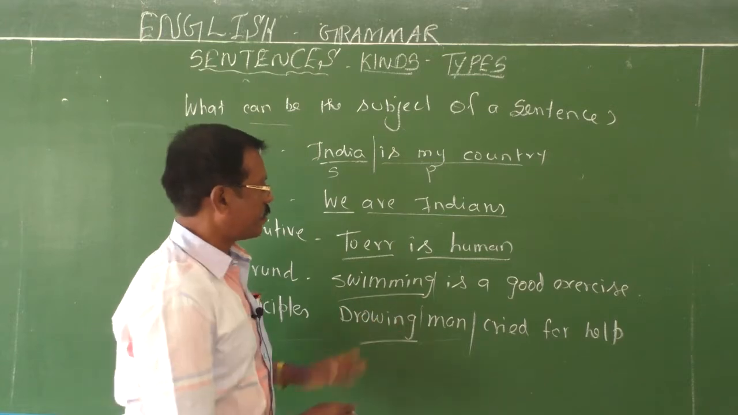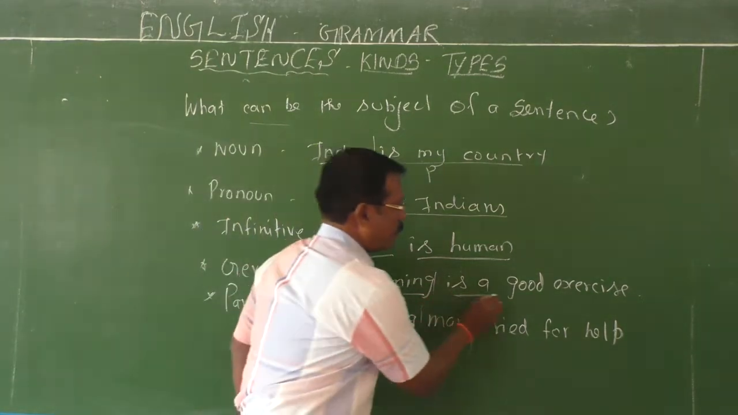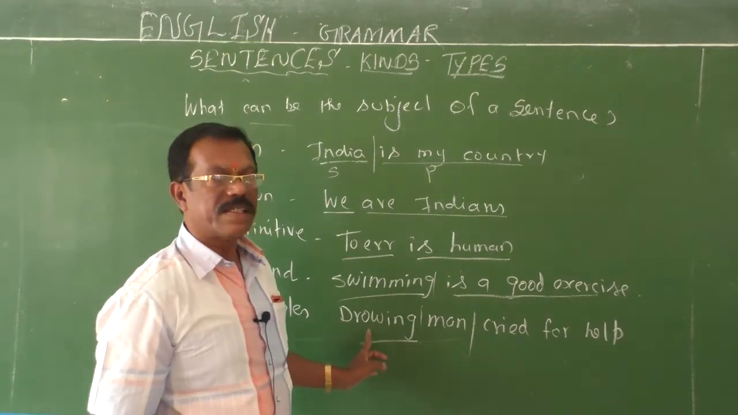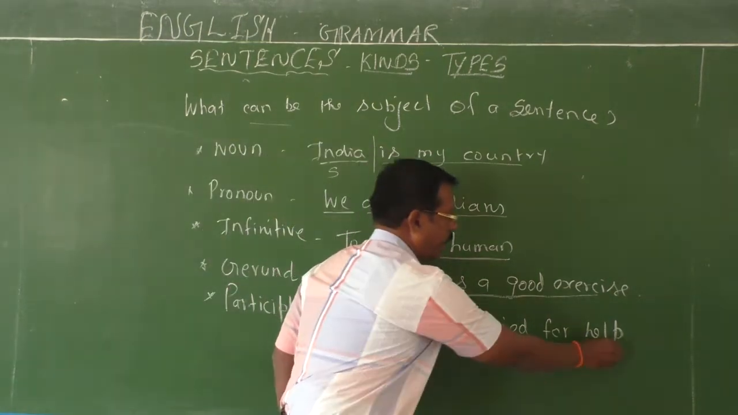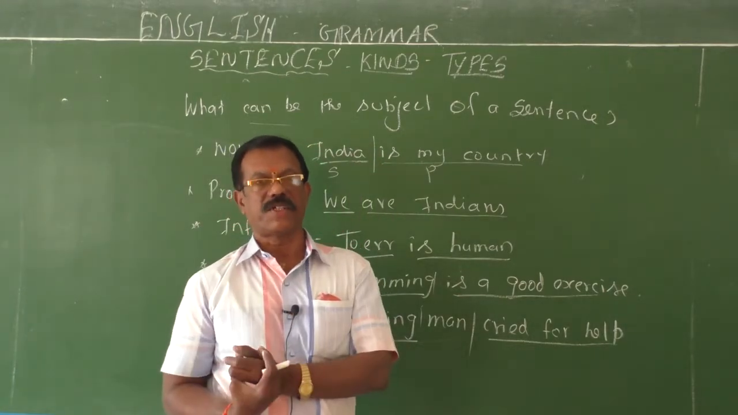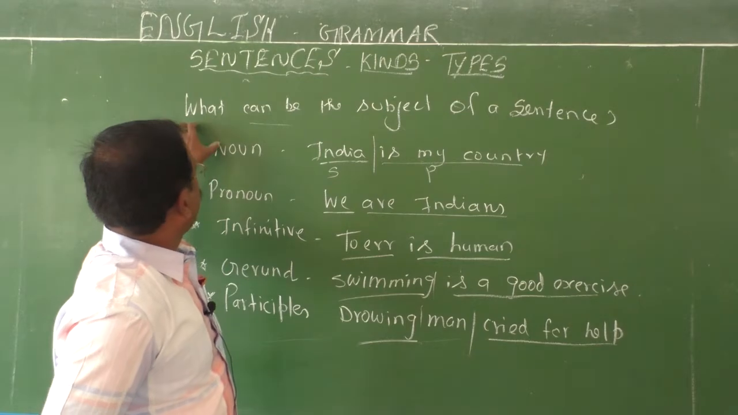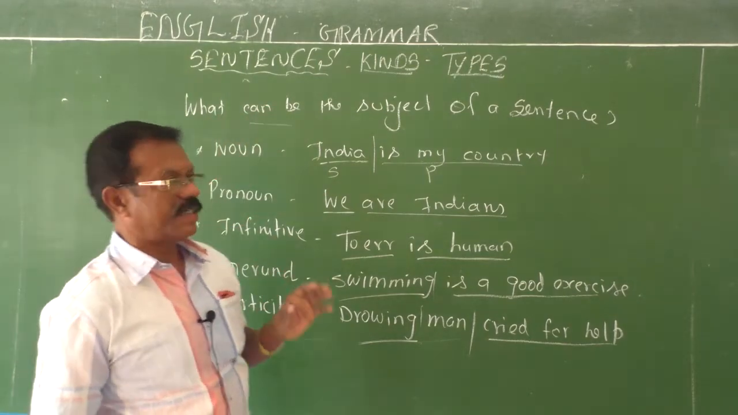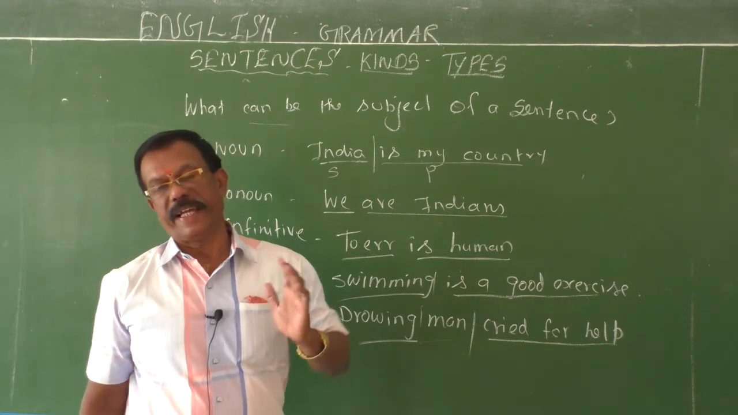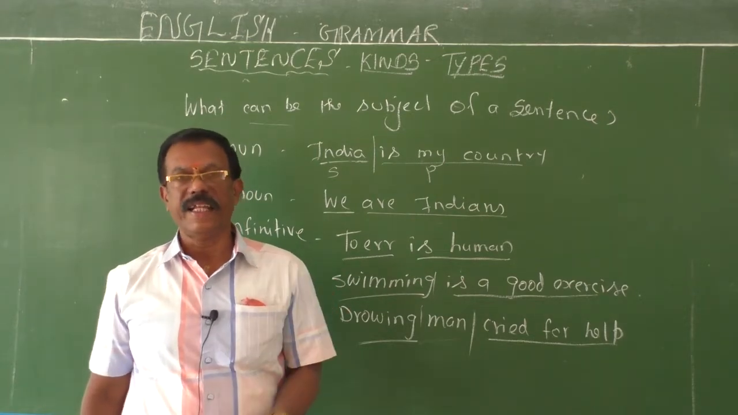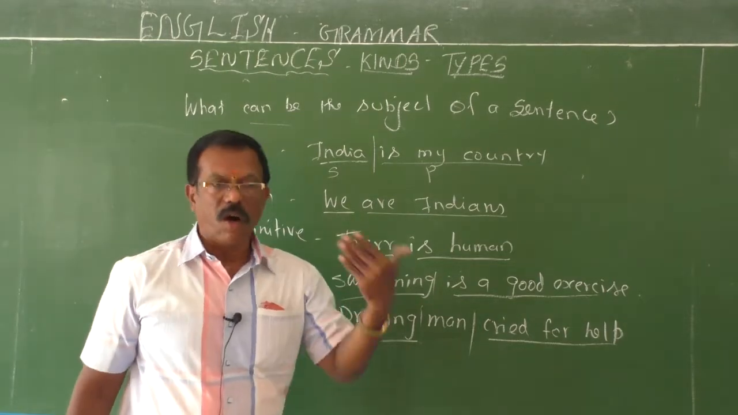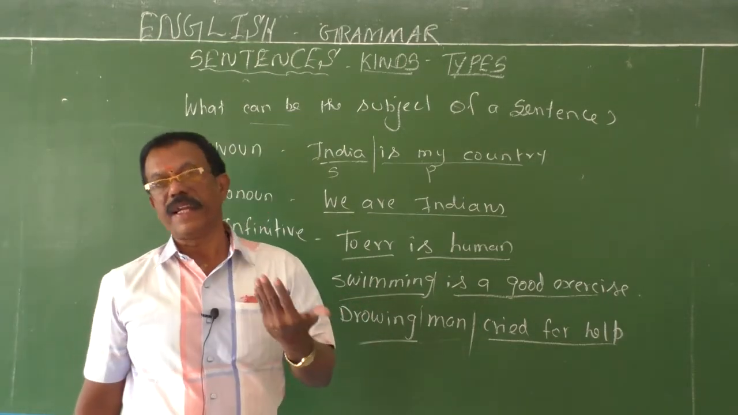Swimming is a good exercise. Swimming is a subject. Is a good exercise is a predicate. Drowning man is a subject. Cried for help is a predicate. Here you can have another question. Like this, what can be the subject of a sentence? In the same way, what are all the elements of a predicate? Let me enlist all those things. I will give you all these elements of a predicate one by one.